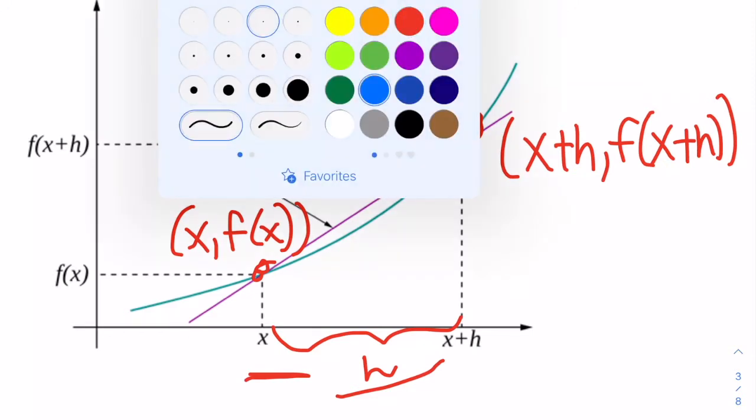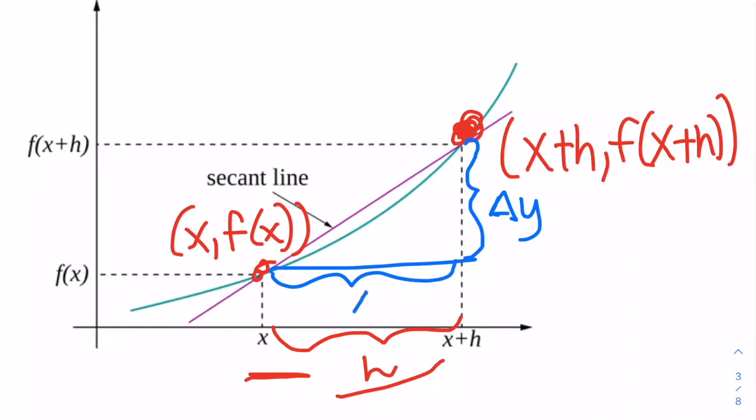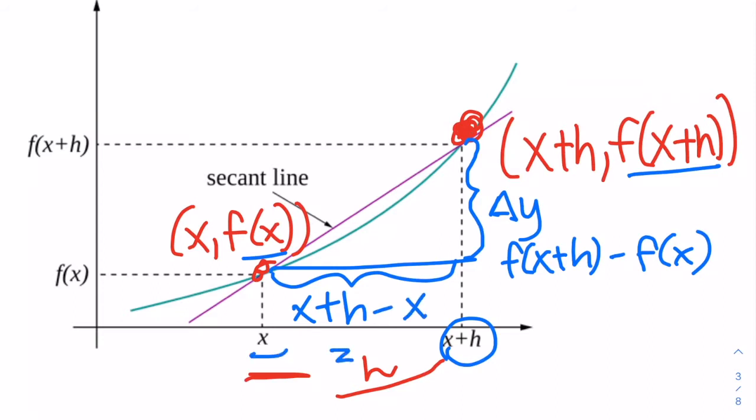Now we could find the change between these 2 points with this secant line, and it's pretty much just like slope. We could find the change in the y and then the change in the x just by finding the difference. The change in the y would be f of x plus h minus f of x. And the change in the x, well, that would just be x plus h minus x, which equals h.